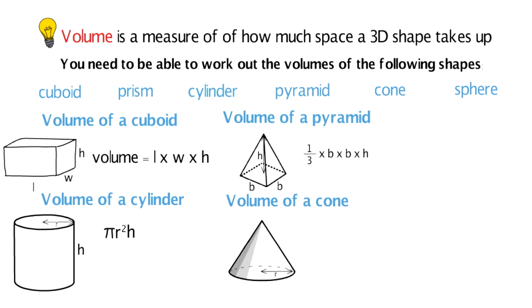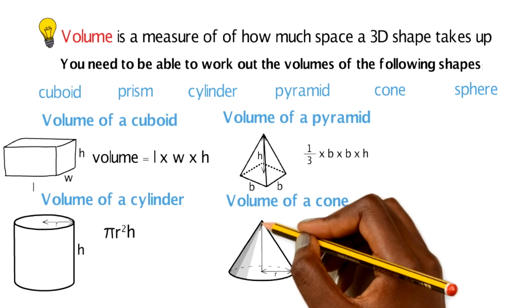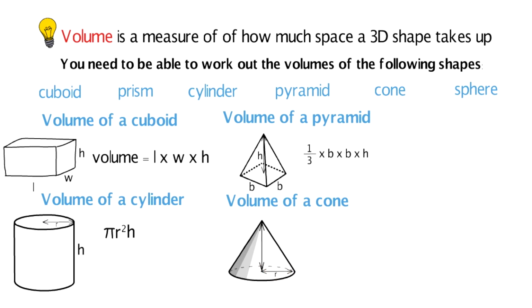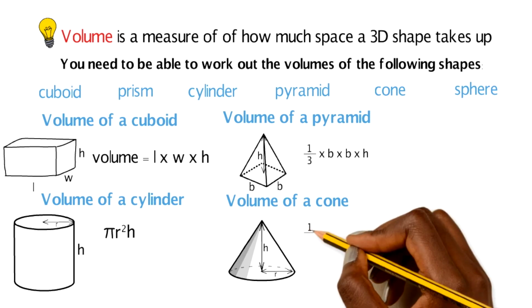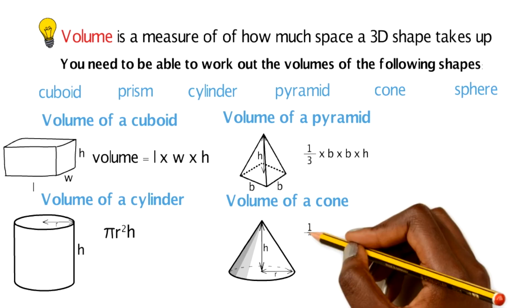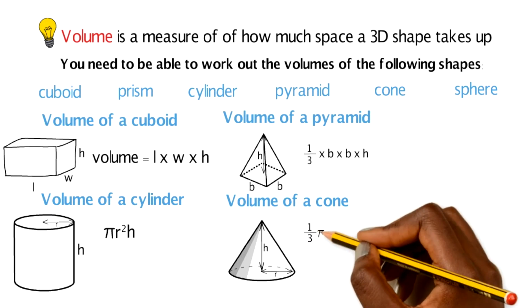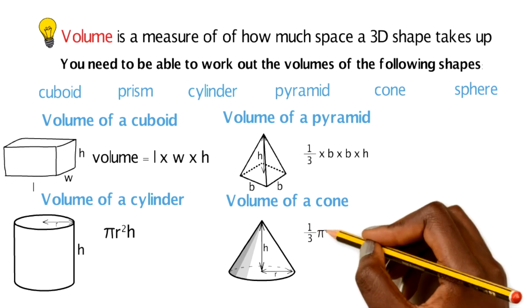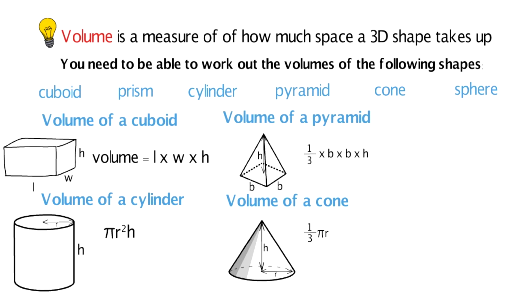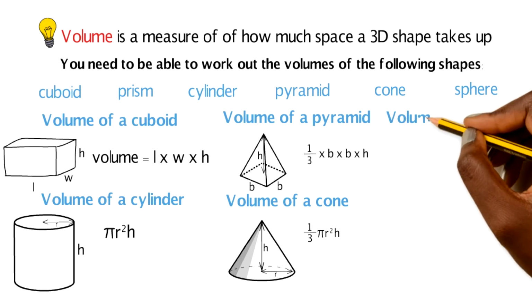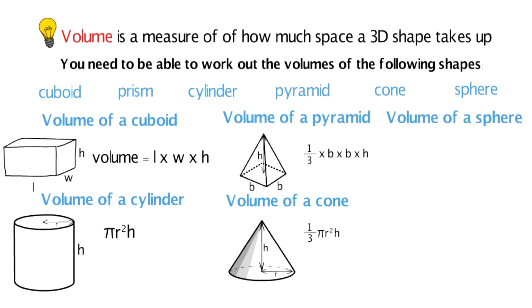And then here we have our cone. So again, a cone has a circular bottom, so that's what our radius is, and a perpendicular height. And so the volume of the cone is a third pi r squared multiplied by height. So the only one that you're given on your formula sheet is the volume of the pyramid, by the way.